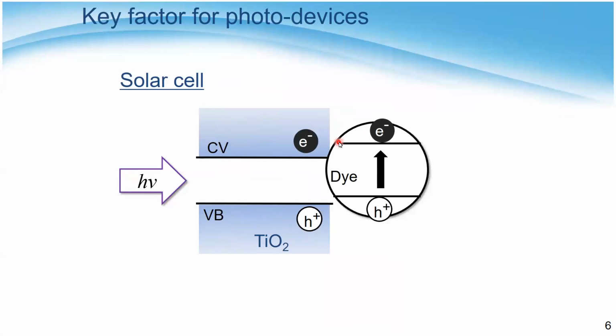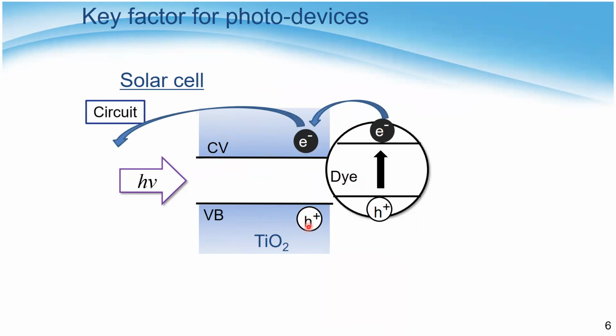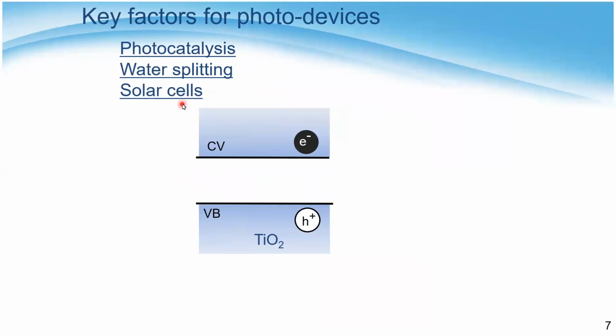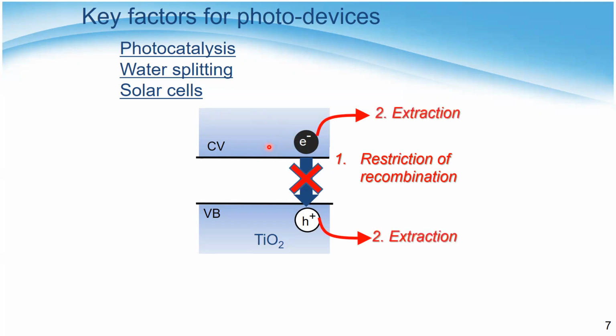In a solar cell, it is a bit different: light is absorbed by, for example, a light absorber such as a dye, and electrons are transferred to the circuit, and in the other direction, holes are transferred to the circuit. So in any photo device, the key factor is actually the same. Somehow we need to stop the recombination, and then extract the charges to the circuit or to interfacial reactions.